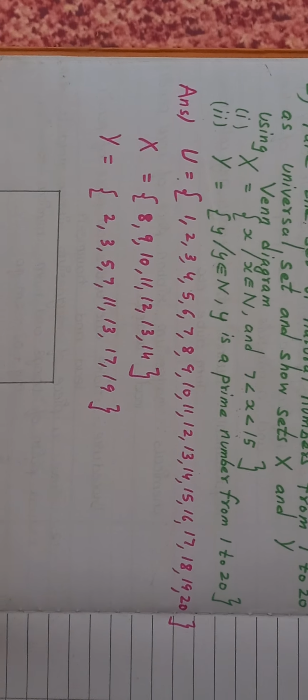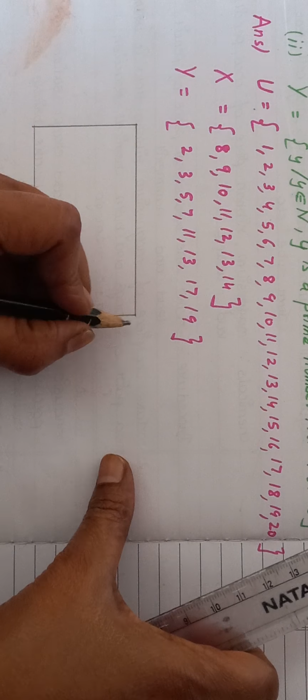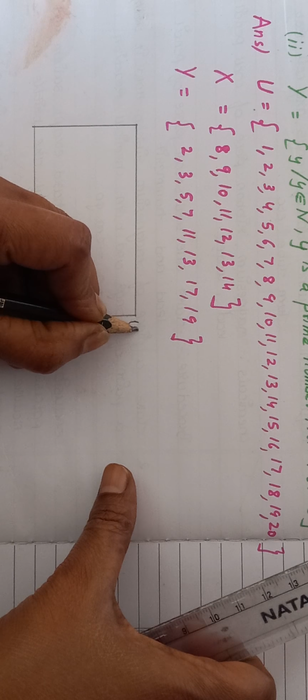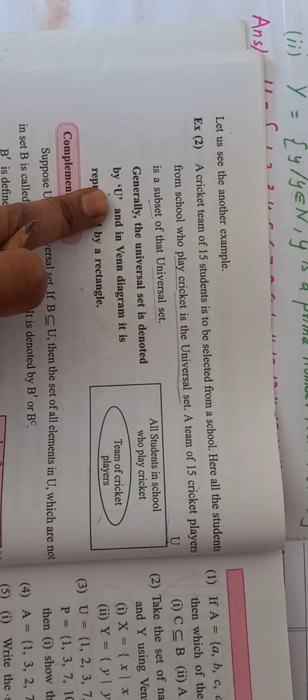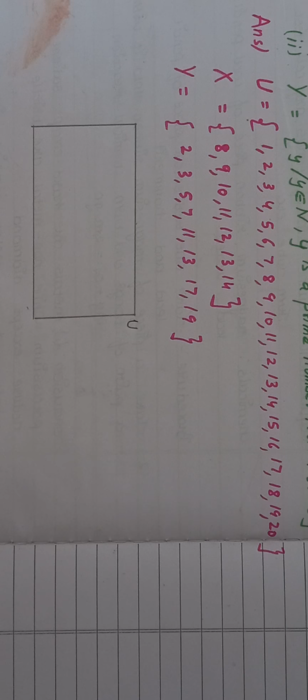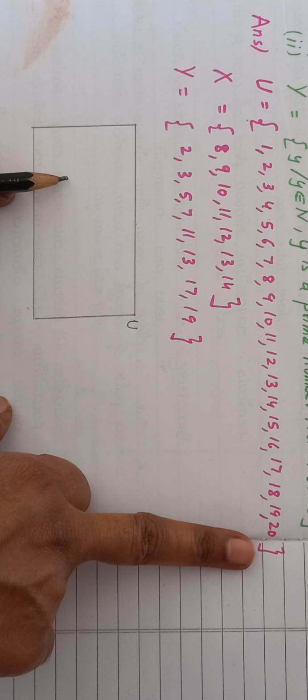After drawing the rectangle, we have to name it. How are we going to name it? As universal set U. And we have discussed, universal set is denoted by U. Drawing a rectangle. Now what's the next thing we have to do? All these numbers, 1 to 20, we have to show in the universal set.